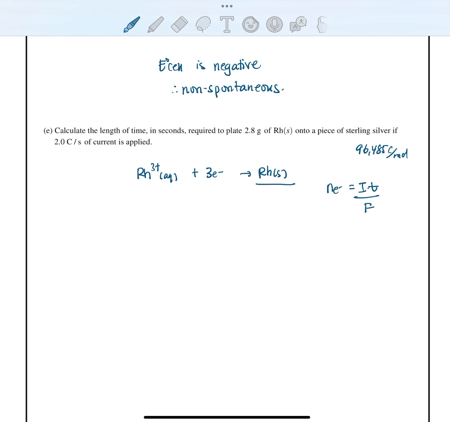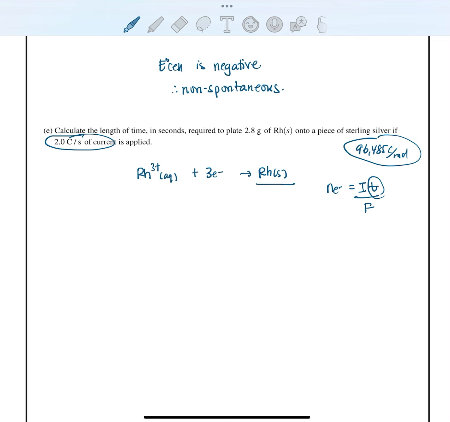Ne equals I times t over F. What I'm being asked to solve for is t, or time. And what I'm going to need to solve this is Faraday's constant, which I actually wrote down here, off of the AP data table. I stands for current, and that's also given to me in this question.